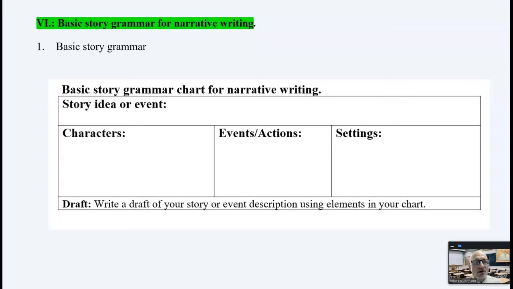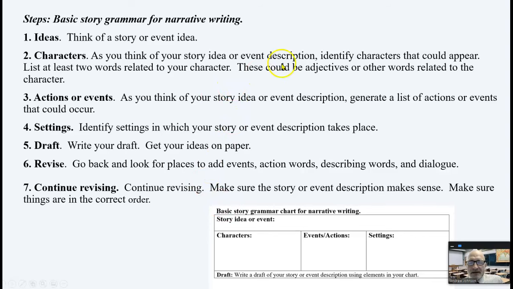Basic story grammar. This is based on just the very basic story grammar that students use. You have your events, our story idea or event. What event are you describing? Characters, events, things that happen, and the settings that take place. And this is used to create the draft. This is a very basic story grammar, but this should get you going. You see them here, and you can stop and read this if you want.